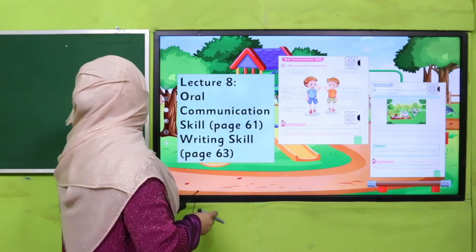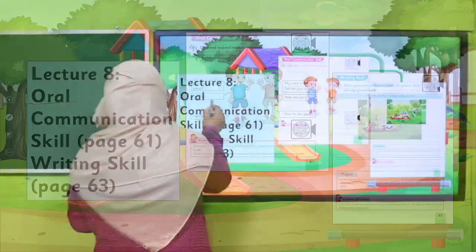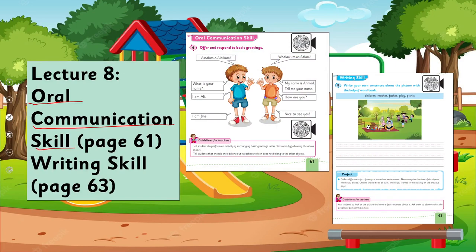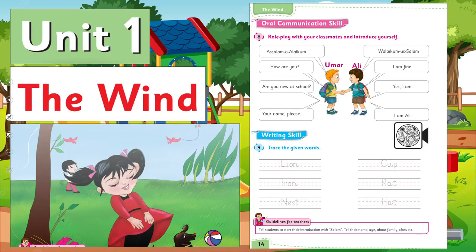Yes, my dear students, today under the title of oral communication skill and writing skill, we are going to learn two concepts. Before this, in your Unit 1, I have taught you how to introduce yourself. Do you remember? First of all, we say Assalamu alaikum before starting introducing. I hope you remember. If not, you may watch this video lecture again.